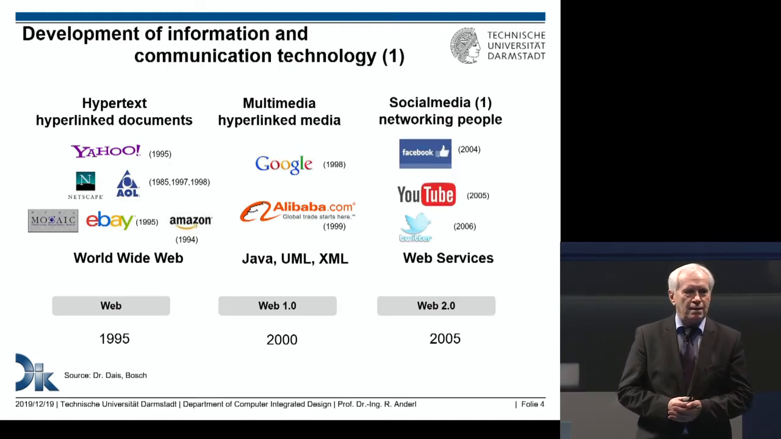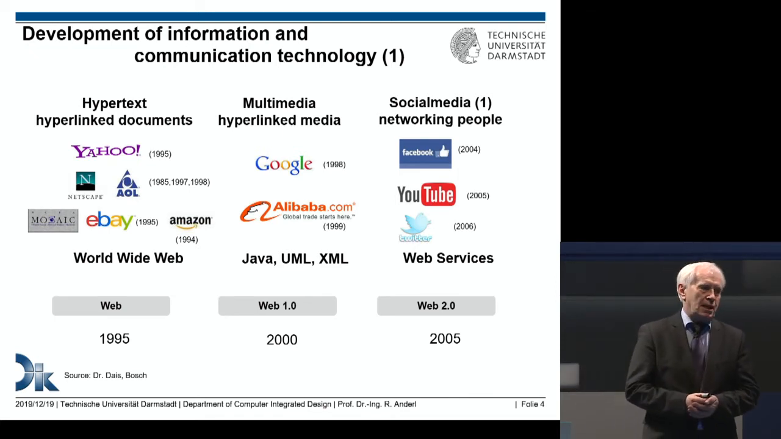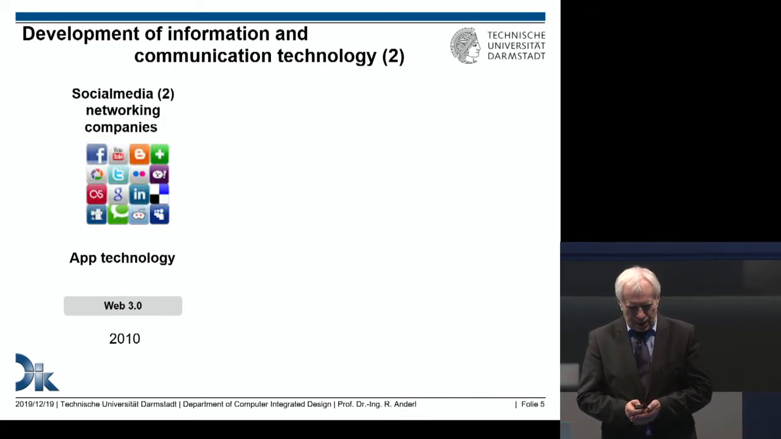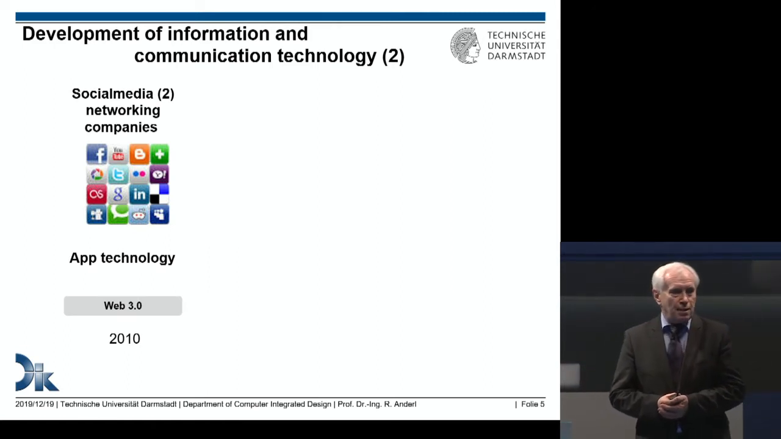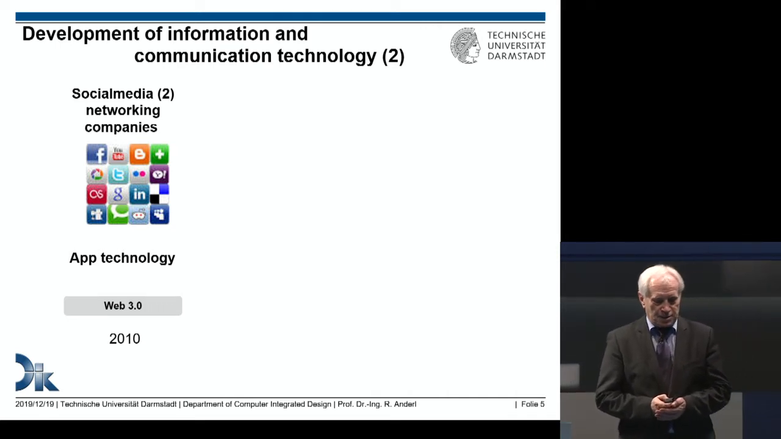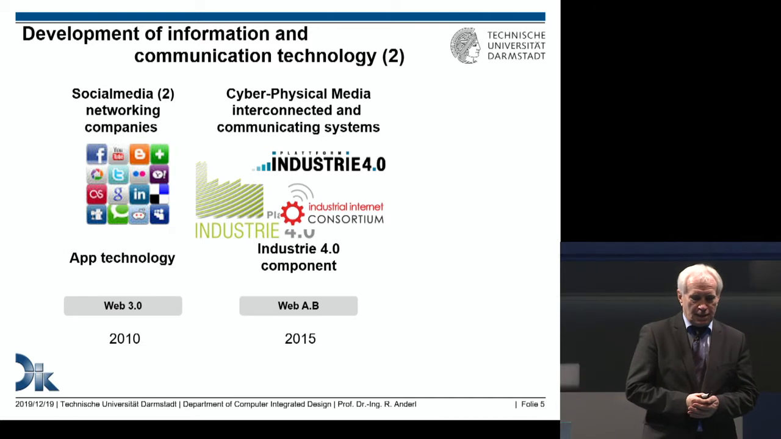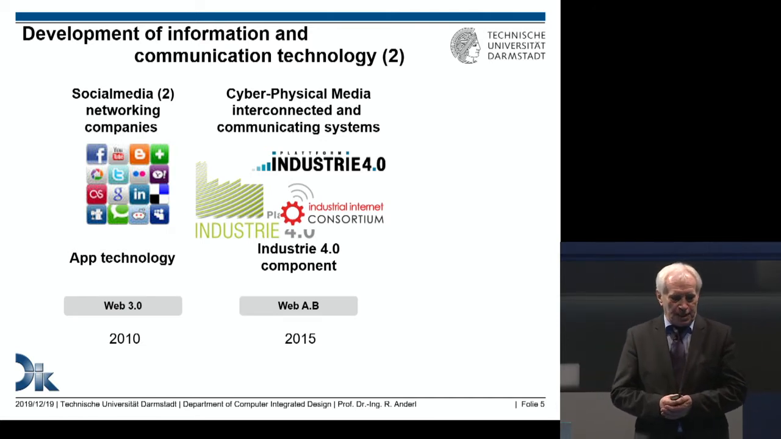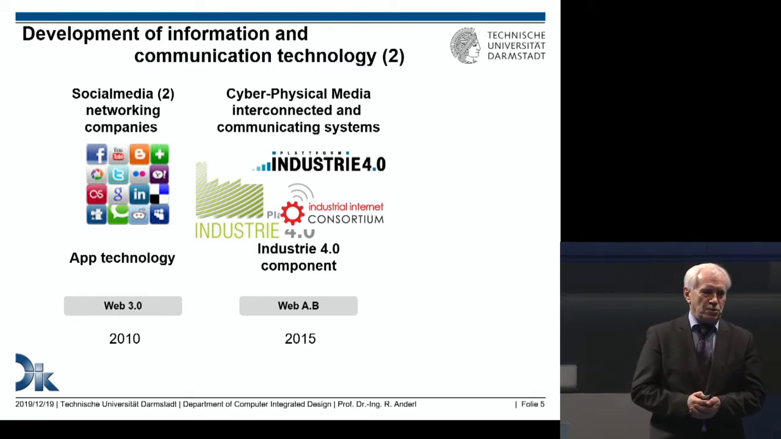5 years later again, we entered the era of social media, and people started to network. Again, 5 years later, we are now in 2010, we came to social media part 2, where companies started to establish their networks. And 5 years later again, cyber-physical media came up, and cyber-physical media enabled systems to interconnect and to communicate with each other. Now, what is happening in the next year, 2020?